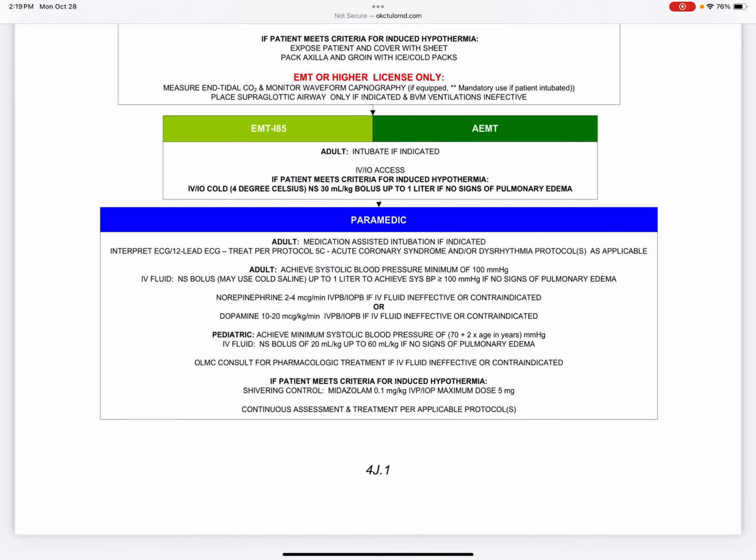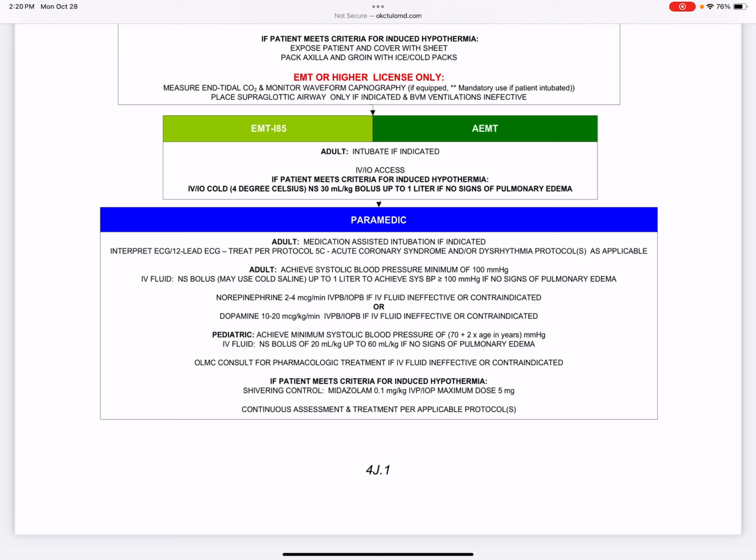Levophed is going to be used more when you cannot get that blood pressure up to 100. So I like to say if the blood pressure's anywhere from like 88 up, try to get their blood pressure up with saline. But if it's not going up, then you're probably going to have to try Levophed. Or if their blood pressure is very low, you can try the saline initially, but it's probably not going to work, and you're going to have to go with Levophed.